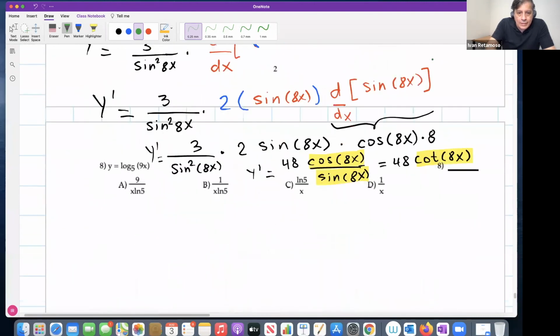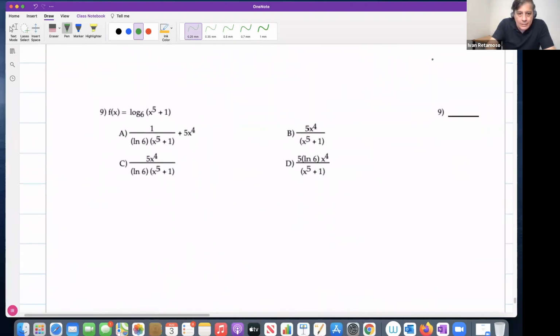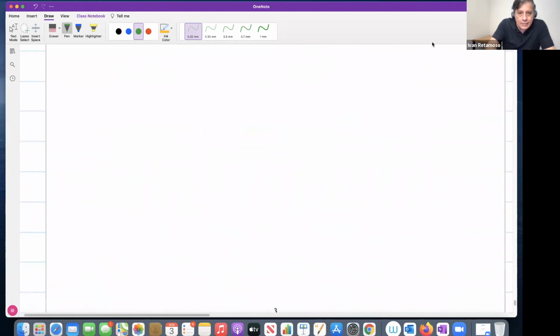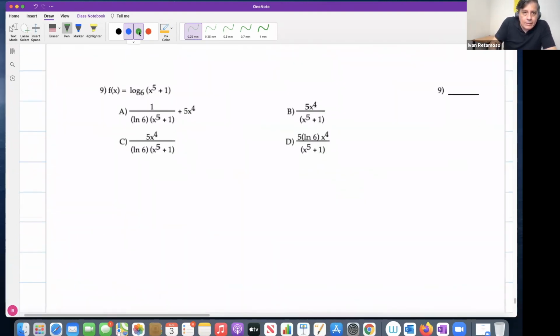Okay, to finish, I think we should do this one. The last one, I think, is 9. Is there more? No, yes, 9 is the last one. So let's just do it together, okay? To finish with this: 9, f of x equals log base 6 of x to the 5th power plus 1. Hint: this log base 6 of something is the outside function, and our inside function is this x to the 5th power plus 1.